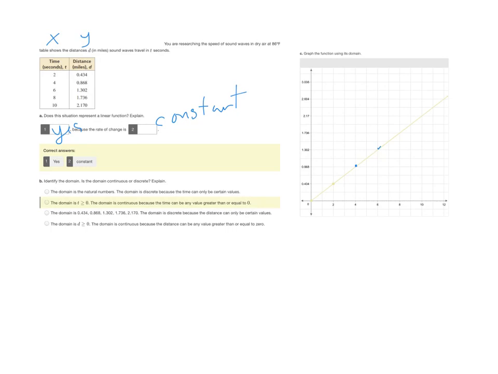Identify the domain. Well, we know it's a line, right? And so because it's a line, we're going to go x is greater than or equal to 0, and there's no end in sight, right? So we can just leave it. So we have x. The domain is x greater than or equal to 0. The domain is constant because the time can be any value greater than 0.